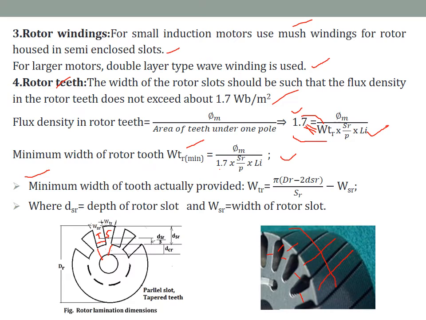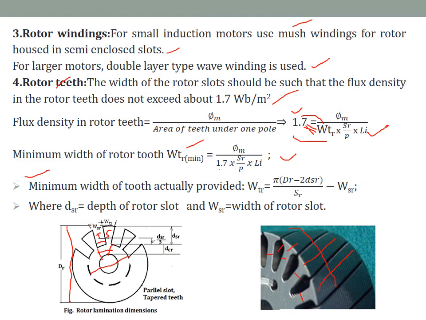Okay, the actual tooth width provided WTR is equal to pi into DR minus 2 DSR divided by SR minus WSR. If we take this side, WTR plus WSR, this is WTR, okay, this is the width of the rotor teeth, WSR. This means both will give from here to here, from here to here. This is nothing but the slot pitch at this diameter. The diameter is this. So what is this diameter? See this diameter, this is the DR from here to here.